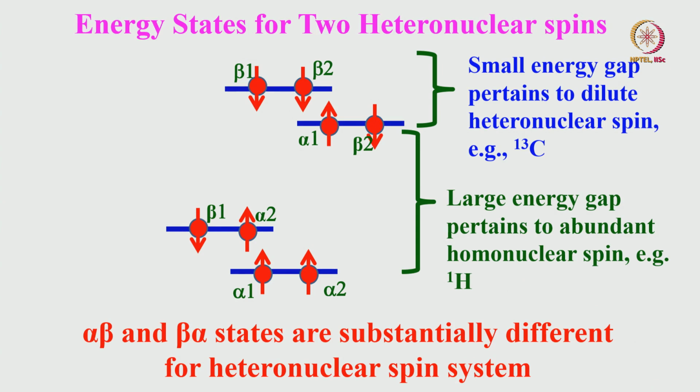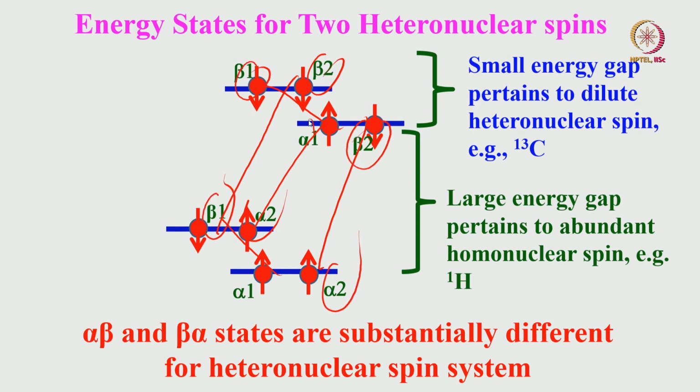But what are the allowed transitions? Again, same, there is no difference. This transition corresponds to, let us say, beta to alpha of one heteronuclear spin, here beta to alpha of the other spin, here alpha to beta for one of them, alpha to beta for the other one. You can see that alpha to beta of spin 2 is changing here, and here beta 1 to alpha 1, here alpha 1 to beta 1. These transitions correspond to the heteronuclear spin, and these larger transitions correspond to the homonuclear spins.